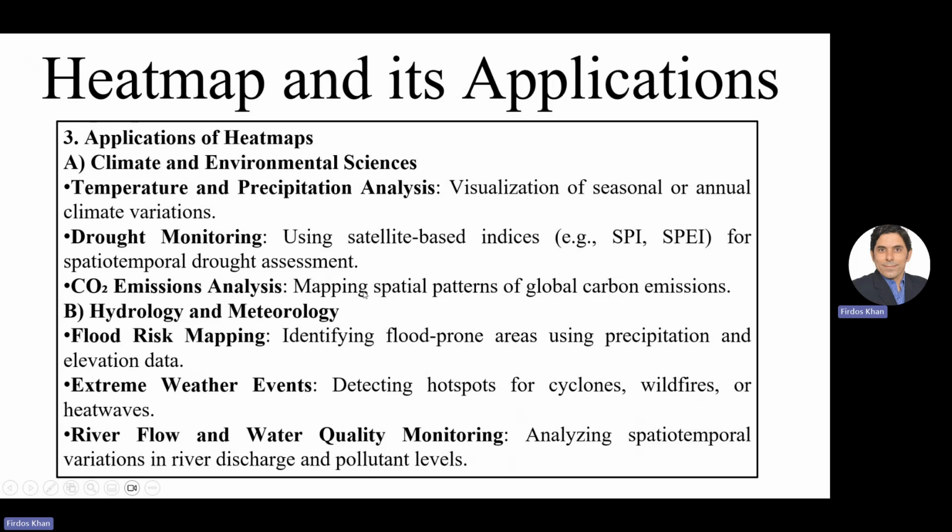Therefore, there is more emission here and less emission there. Hydrology and meteorology. The second one is hydrology and meteorology: flood risk mapping, identifying flood-prone areas using precipitation and elevation data. You can use this when you have precipitation data. You can see where the highest amount of precipitation is, and you can see the potential areas and threats of flooding in different areas.